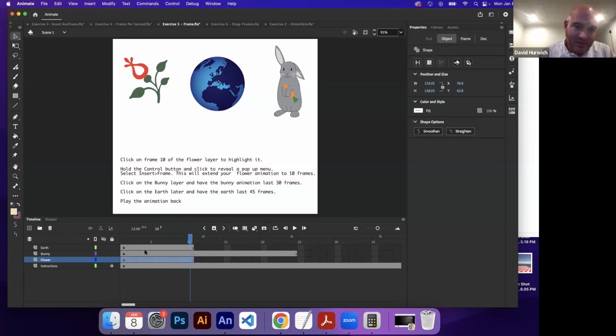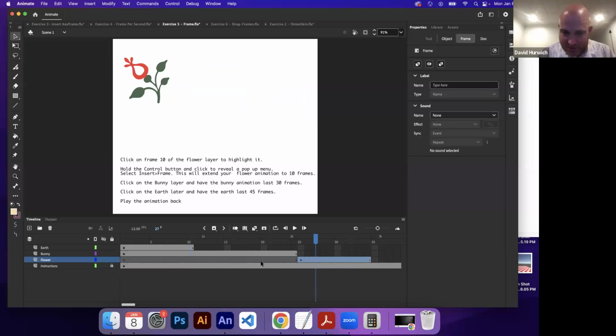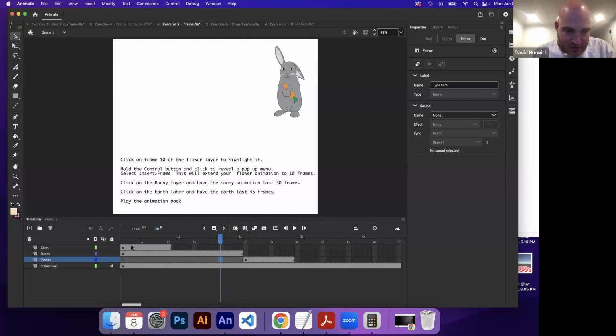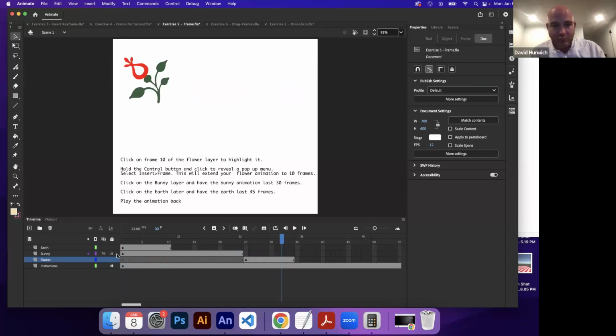And if you use the selection tool, I can move this around, and I'm actually going to move this so it starts on frame 25. So essentially what's going to happen is the Earth's going to start on frame 1 and drop out at 11. The bunny starts on frame 1, drops out at 24, and then the flower starts on frame 25 and drops out on frame 35.